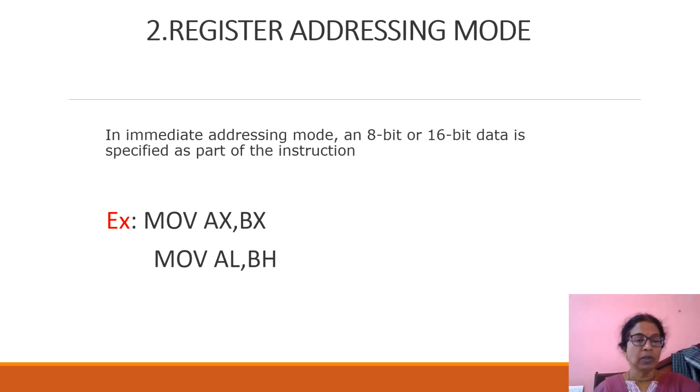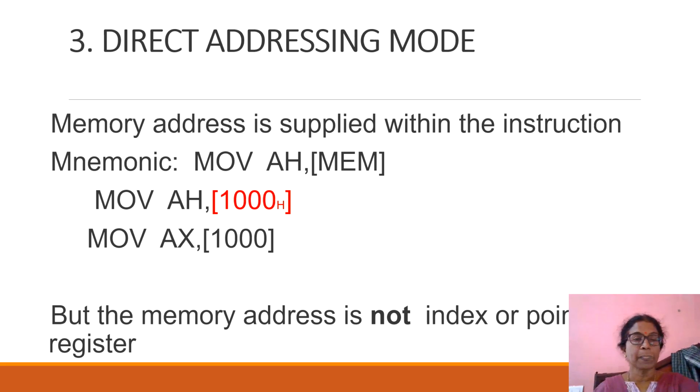Register addressing mode. Here, the data 10AB is placed in the BX register, and we are using the instruction MOV AX, BX. The content of BX, that is 10AB, is moved to the AX register. Suppose you want to move 8-bit data placed in the BX register, MOV AL, BH means the content of BH is moved to the AL register.